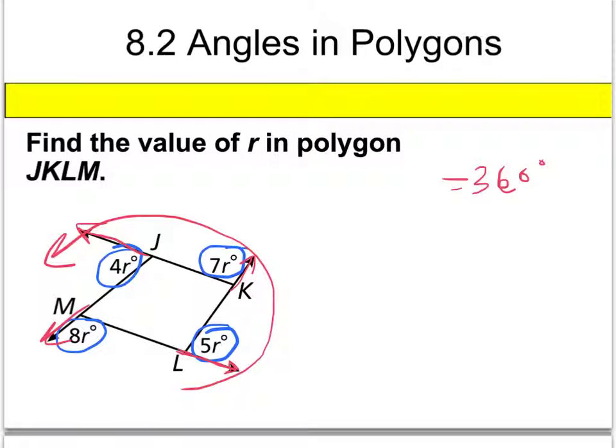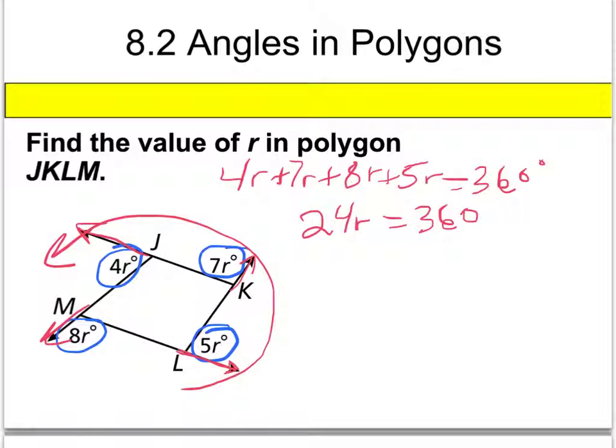Alright, so looking here, it says find the value of r. So what we are going to do is find the sum, meaning we're going to add them up and set them equal to 360 degrees. So we have 4r plus 7r plus 8r plus 5r, and that's going to equal 360 degrees. When we add all of these up, you're going to get 24r equals 360 degrees. Solve for r here, divide by 24 on each side, and you will notice that r is equal to 15.